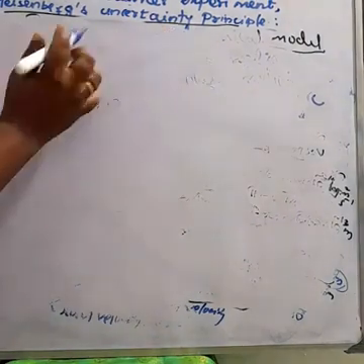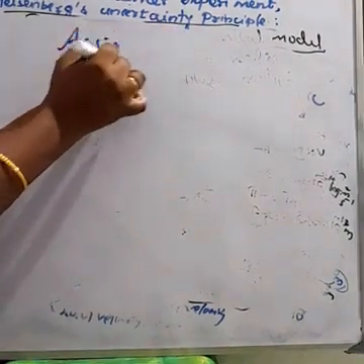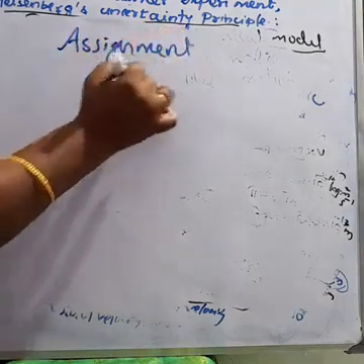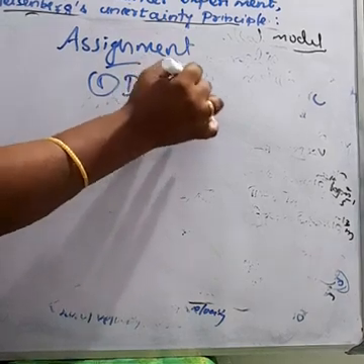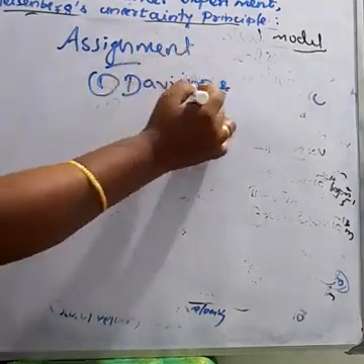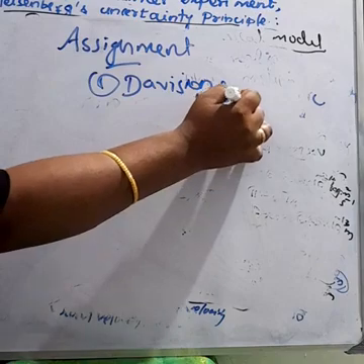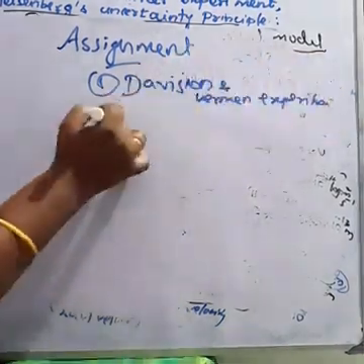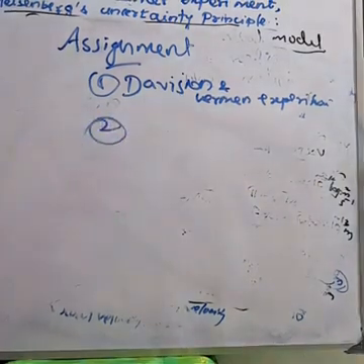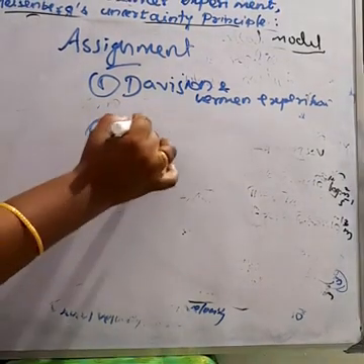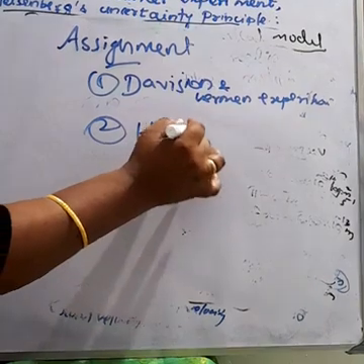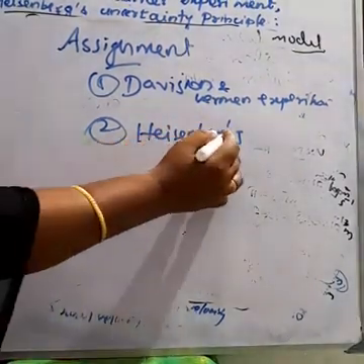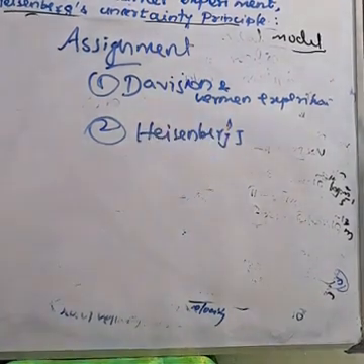Today's assignment is the Davisson and Germer experiment, and then the Heisenberg uncertainty principle. These two assignments you should study, write and send to me through WhatsApp. Very few students studied and sent them. Others didn't study, write and send. Please, students, study the daily portion daily. This makes your further studying very easy.